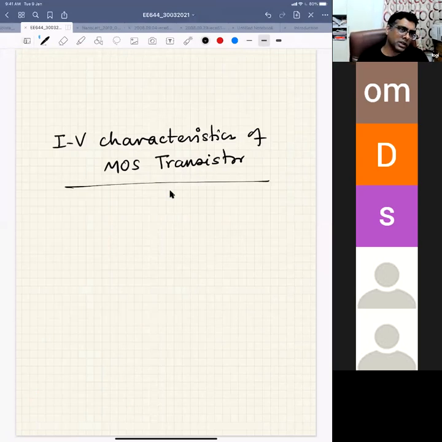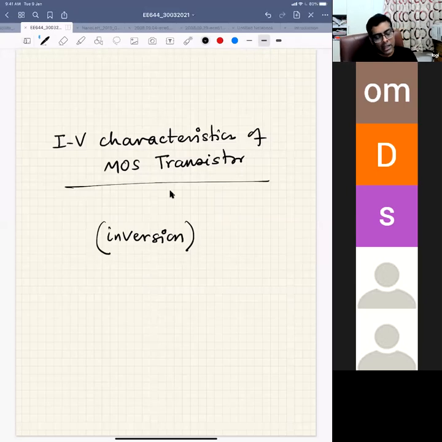So when you're talking about IV characteristics, let's start with inversion. Then we'll come back to the weak inversion or depletion region. So when you're talking about IV, once your surface is inverted, your MOS transistor is inverted.